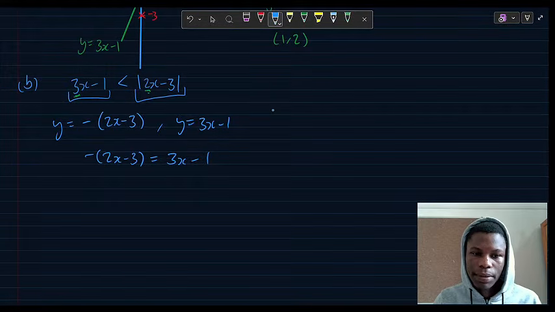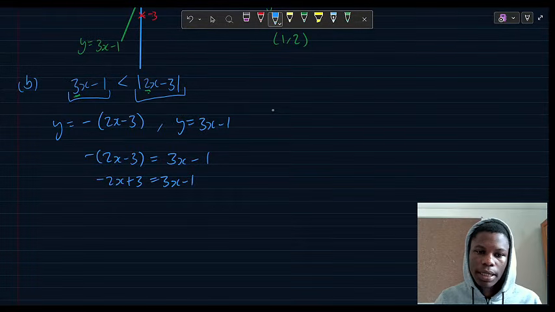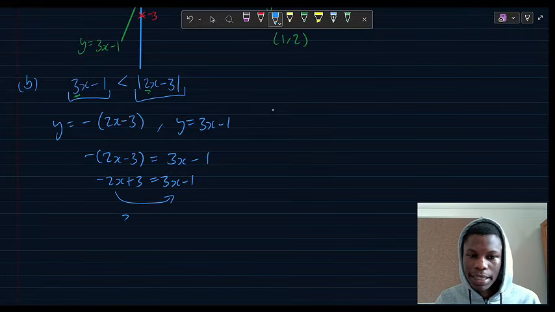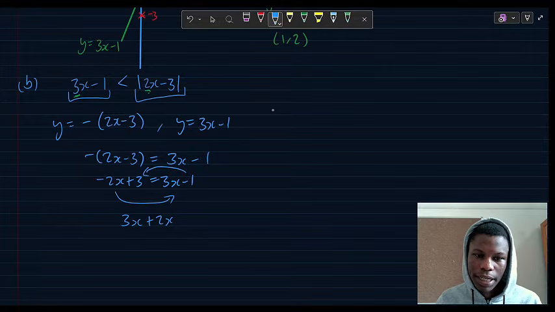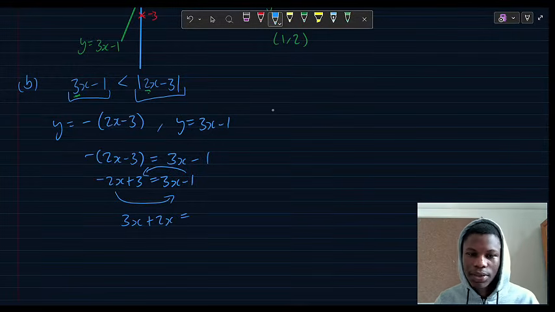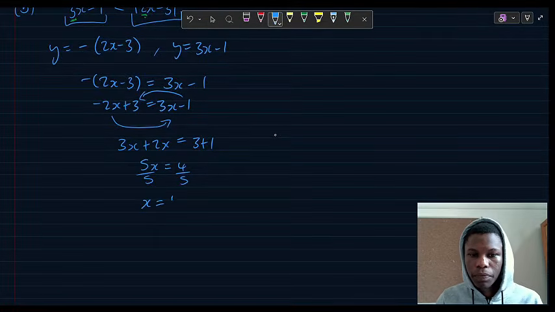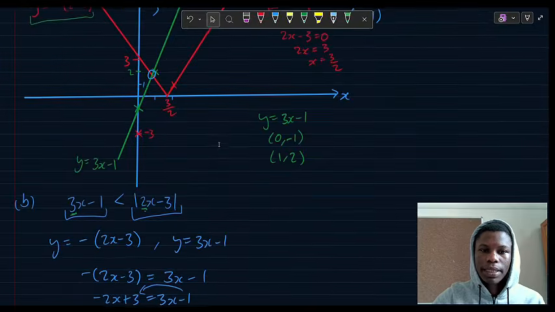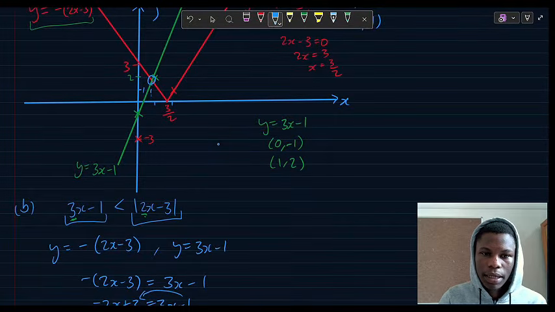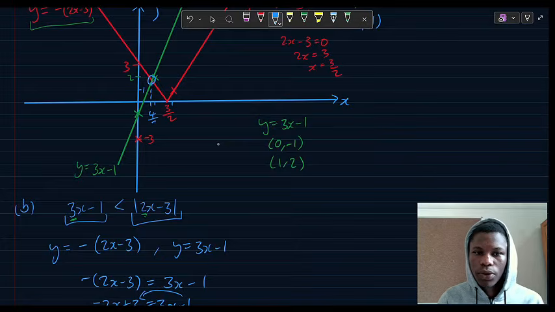And so if we just expand the bracket on the left there, we've got -2x plus 3 is equal to 3x minus 1. Then let's move the -2x that side, so that it's 3x plus 2x, and move the -1 to the other side, so we've got 3 plus 1, so 5x is equal to 4. Divide both sides by 5, and x is 4/5. So that means the point of intersection there is at 4/5.